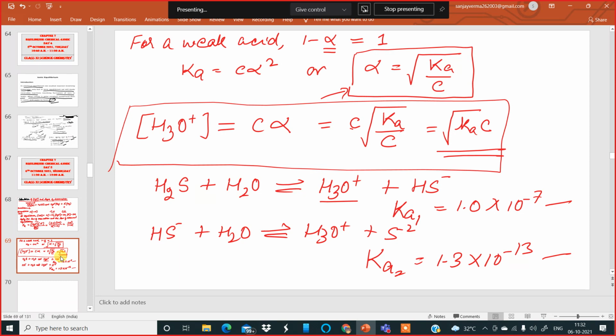So here, in order to calculate the hydronium ion concentration, remember that for such acids, all the stages of ionization need to be considered. Okay, then only your answer will be correct. Otherwise, the answer might not be correct.